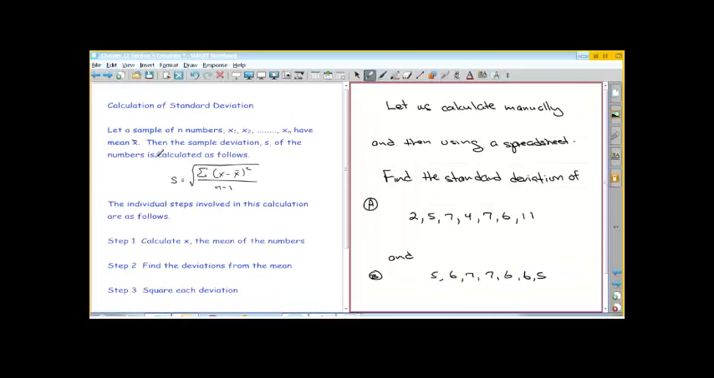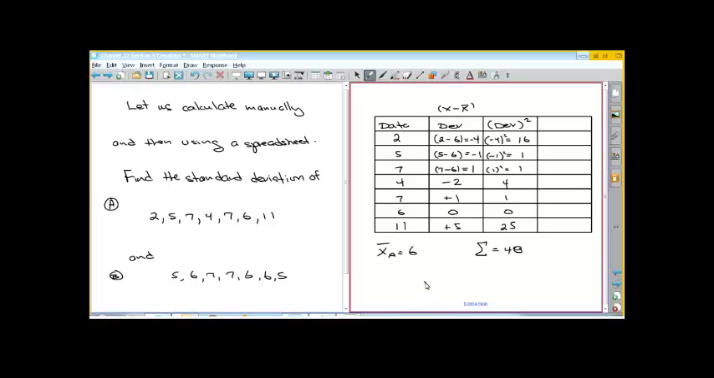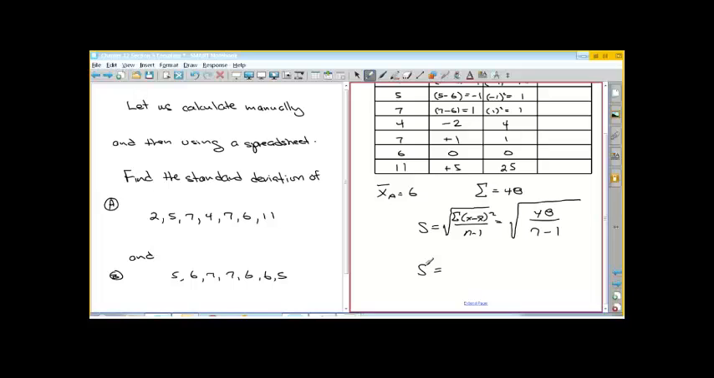So the actual standard deviation, S, is going to be equal to the square root of the sum of the deviation squared divided by n minus 1. So I've already calculated the numerator from this table. So the numerator is 48. And I divide by n, which is the number of data points. So I have 7 data points, and I subtract 1.